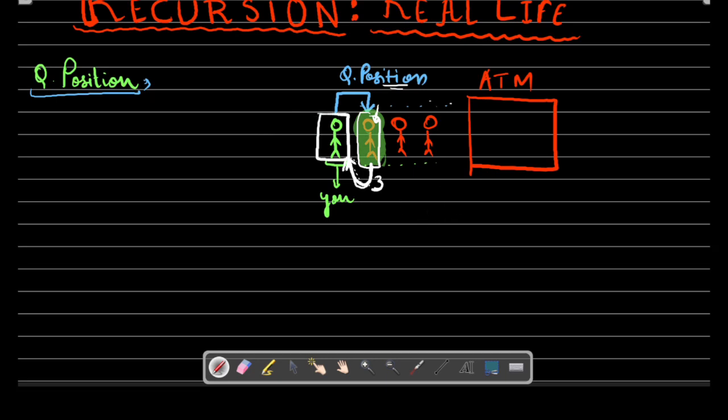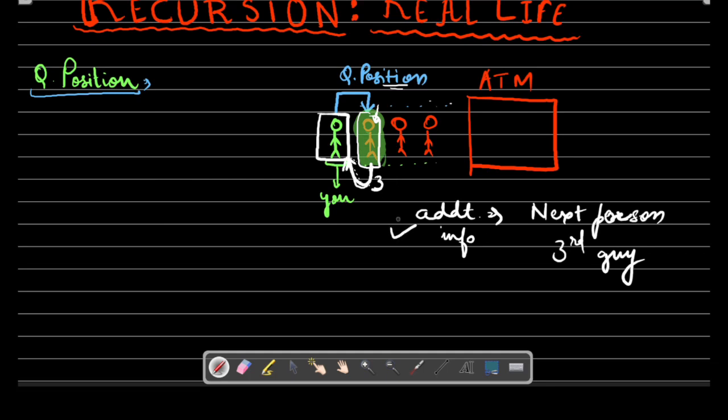You have got additional information now. What is that additional information? The next person standing ahead of you is the third person in the line, is the third guy, right? He's the third guy. You have this information now.